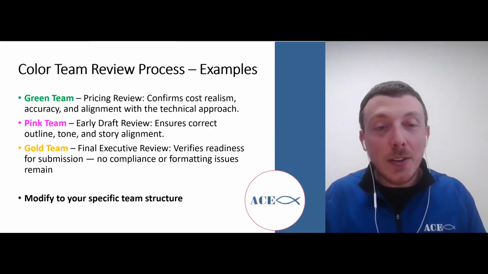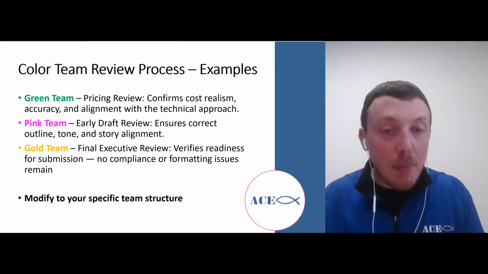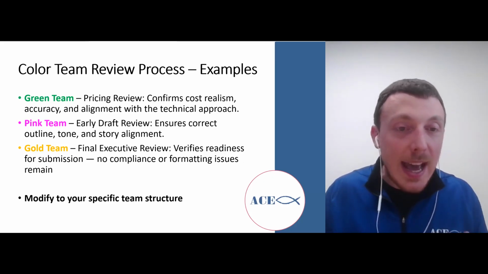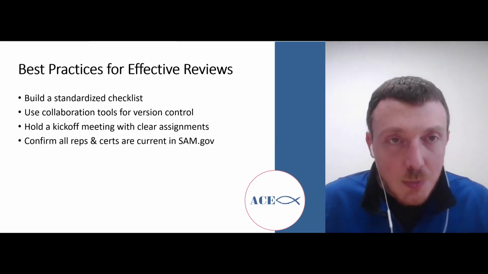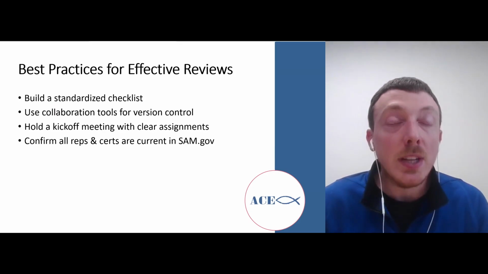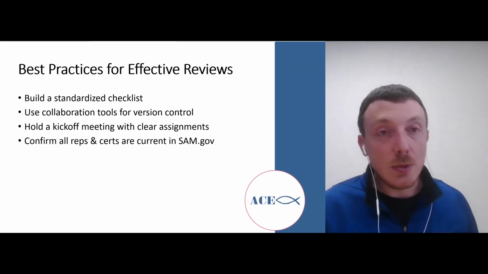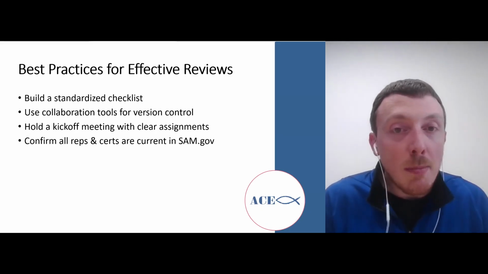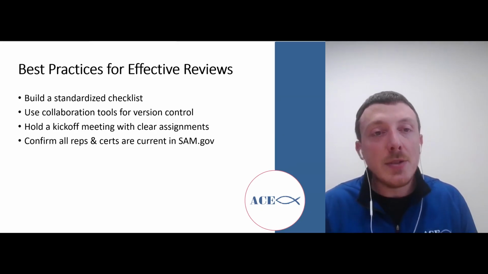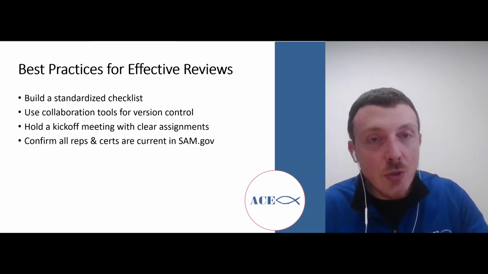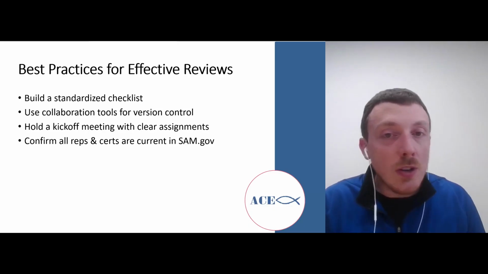What you need to focus on is, how do I modify this approach to make it scalable and repeatable for my team? How do I modify this to my team structure, to how we operate? As you're going through solicitations, as you are building out those solicitations, as you are starting to develop your company's response with your team, you want to build that standardized checklist. So we talked about the color teams, we talked about the compliance matrix. Those are two really strong checklists for you to have. And also to use collaboration tools for version control.